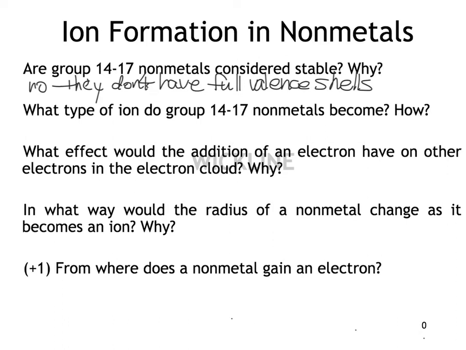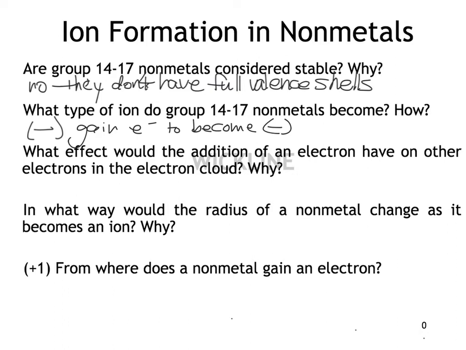For instance, elements in group 14 have 4 electrons in their valence shell. For instance, carbon has 4 electrons in its valence shell. And elements in group 17 all have 7 electrons in their valence shell, or specifically fluorine has 7 valence electrons. So the type of ion they become is a negative ion. And I know it's negative because that means they're going to gain electrons to become negative.